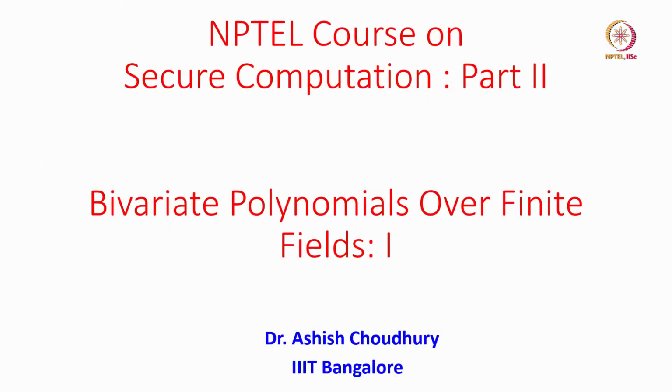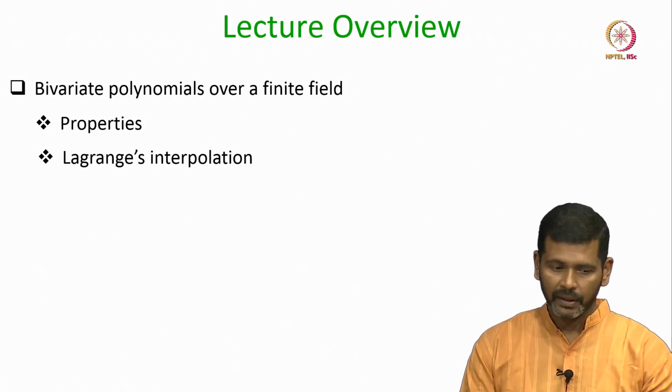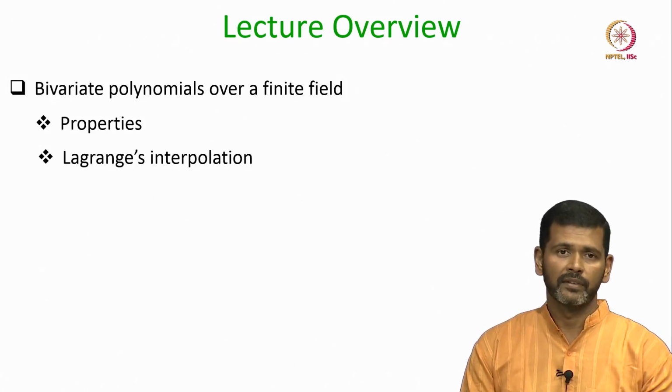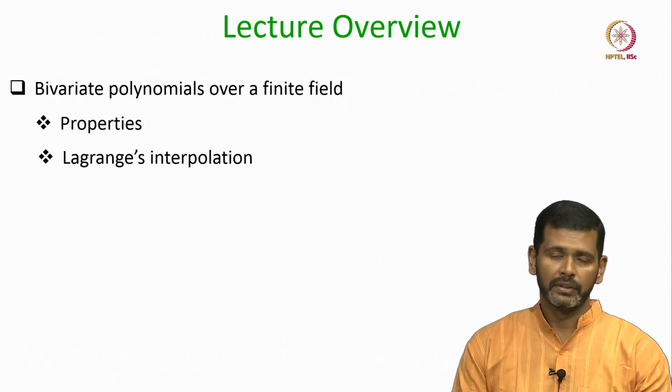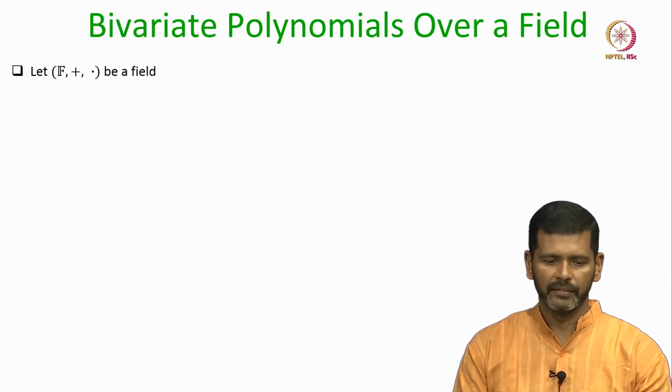So, in the next few lectures we are going to discuss bivariate polynomials over finite fields and their properties, which will be later useful for designing polynomial based verifiable secret sharing schemes. In this lecture specifically we will discuss Lagrange interpolation in the context of bivariate polynomials over a finite field. So, what are bivariate polynomials over a field?